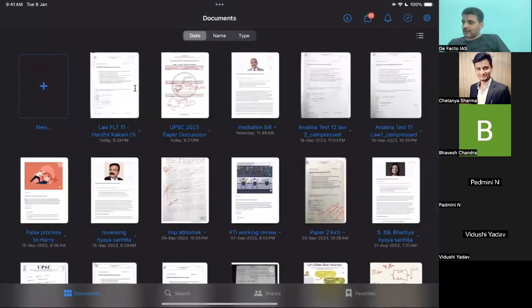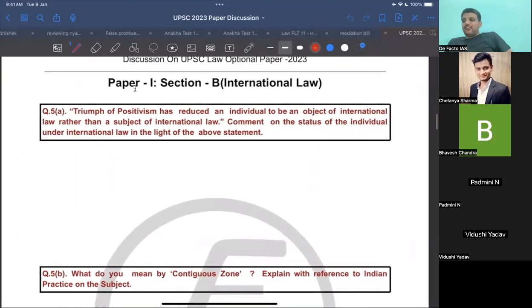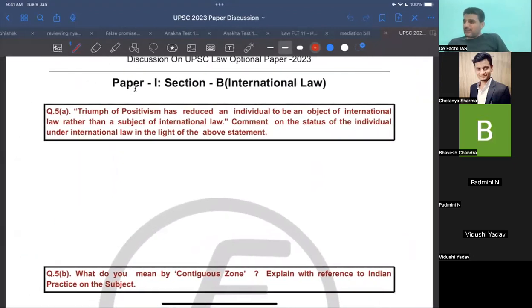Now let us come to the questions. Let us see. Of international law. We will start with international law. Triumph of positivism has reduced an individual to be an object of international law rather than a subject of international law. Comment on the status of the individual in international law in light of the above statement. The question is simply asking what is the status of the individual in international law. That's it. That is the question.